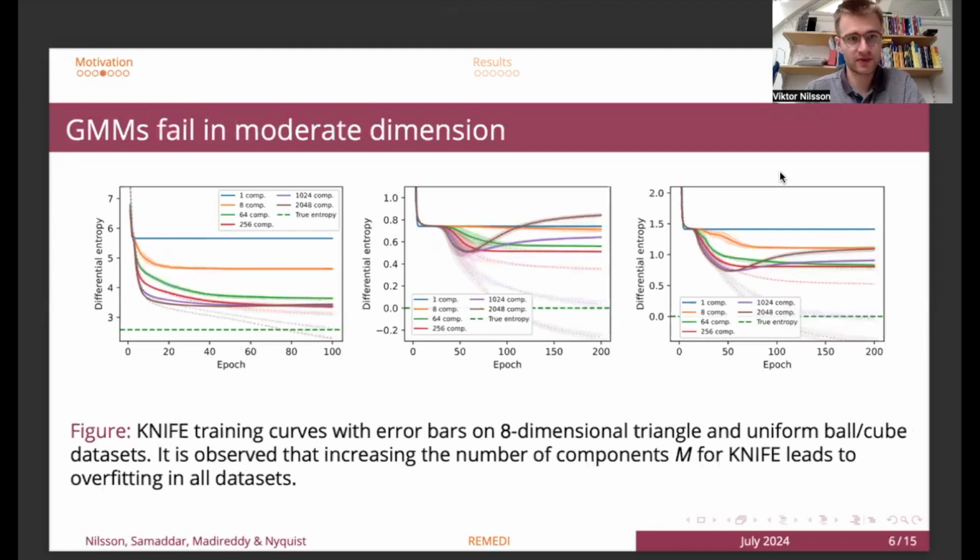Here is an illustration of how GMMs can fail in 8 dimensions. The entropy estimates here are given by the validation loss function, plotted as solid lines here. We see that adding more and more components in the GMMs only leads to overfitting, and the estimates can thus not pass a certain barrier.